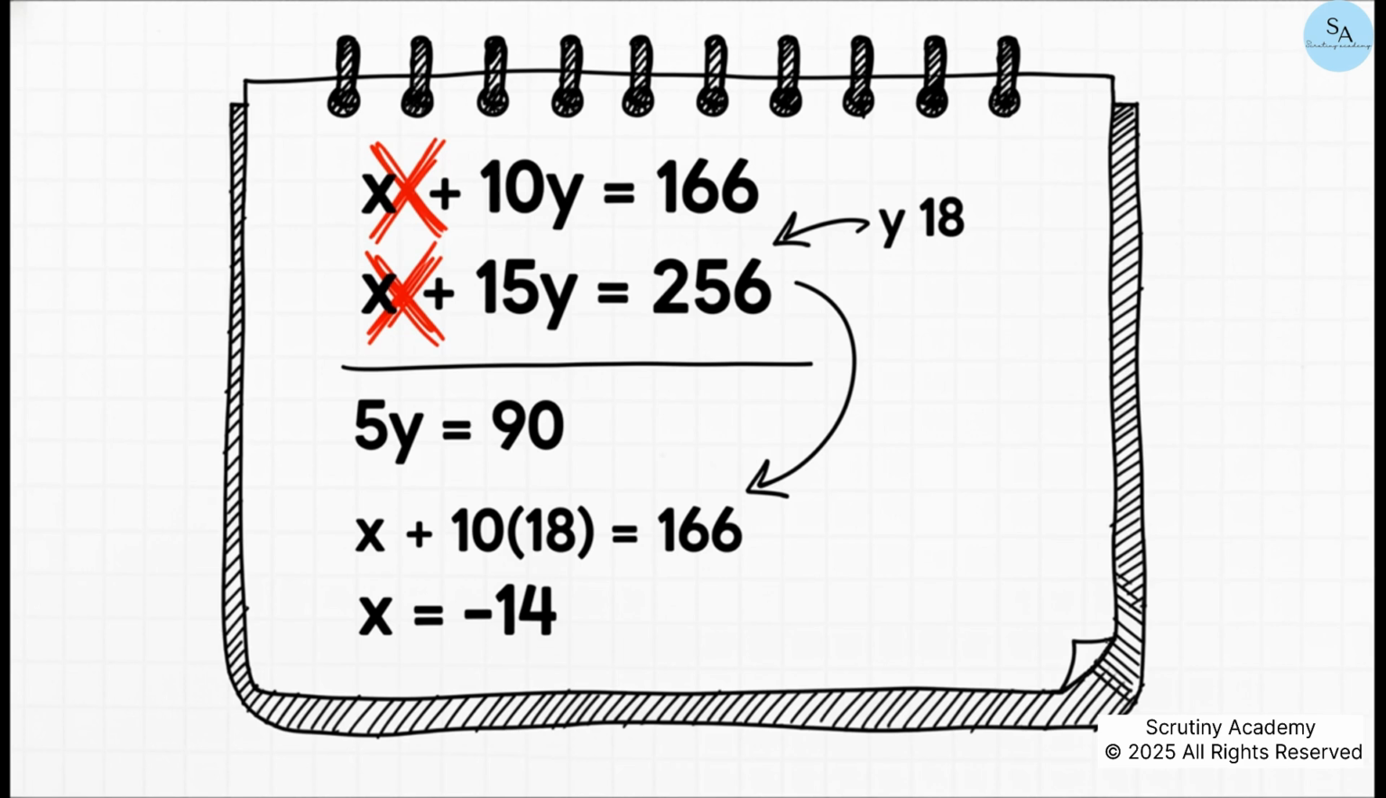Now look at that. The x's are the same in both, which makes this perfect for elimination. We just subtract the first equation from the second. The x's cancel out, and we're left with 5y equals 90. A quick division tells us y is 18, so the charge per kilometer is 18 rupees. Now we just substitute that back into one of the original equations, and we find that the fixed charge x is minus 14. Yeah, I know it's a weird number for a taxi fare, but mathematically, that is the correct answer based on the numbers in the problem.